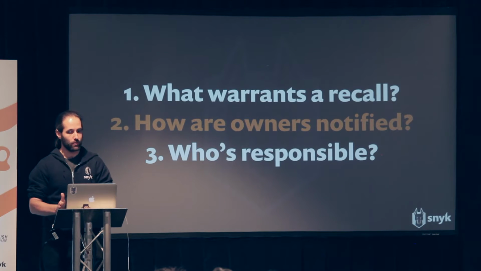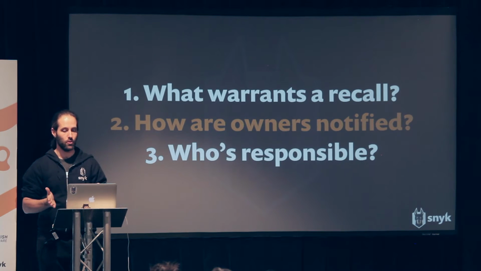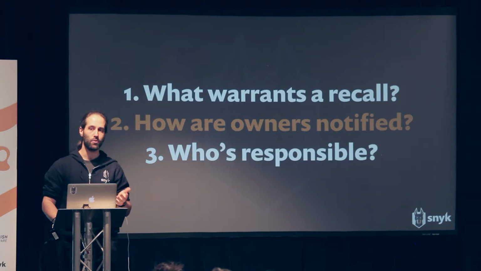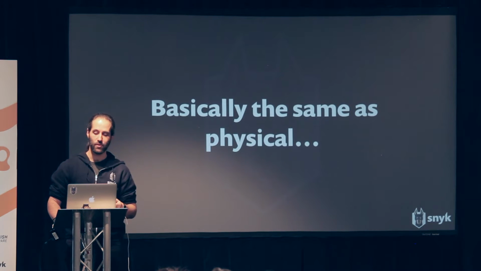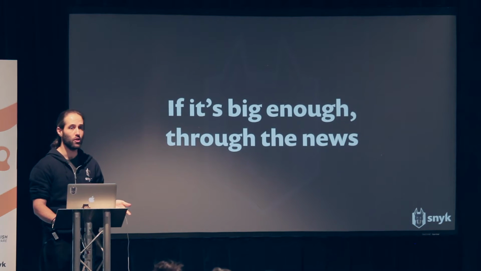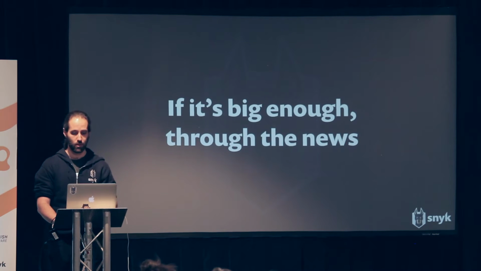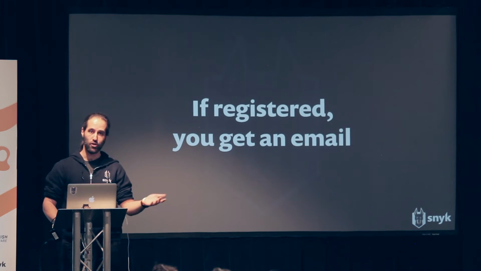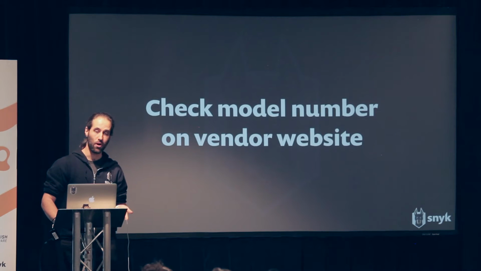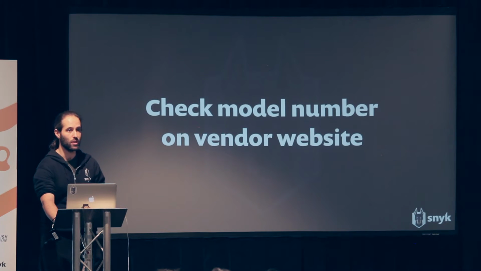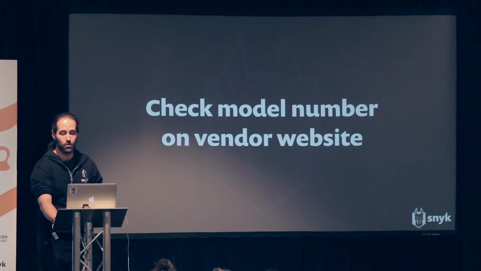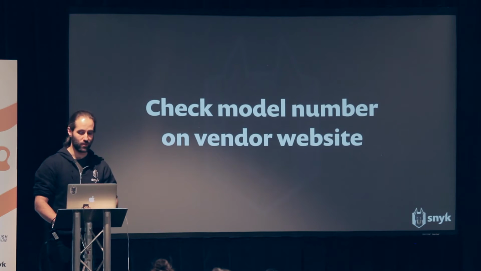Let's look at the next aspect of recalls in software. How are owners notified? In the case of commercial software, there's really no change here. It's basically the same as physical. If it's big enough, you hear about it through the news, some big Microsoft issue. If you're registered, you might get an email, and you can check the model number, or sometimes the software version number, on the vendor website. On that front, I think we're about the same.